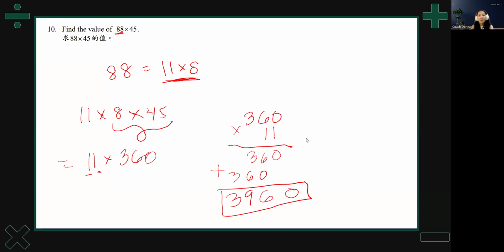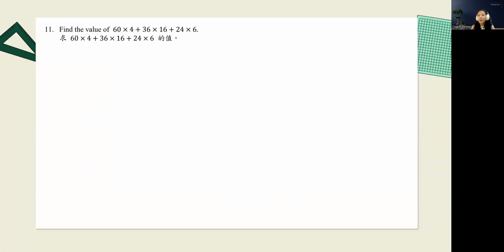Let's have number 11. So we ought to find the value of this expression right here. Yes, do you have a question? No. Okay, no questions. Let's mute our microphone. All right. Okay. So let's start with number 11.